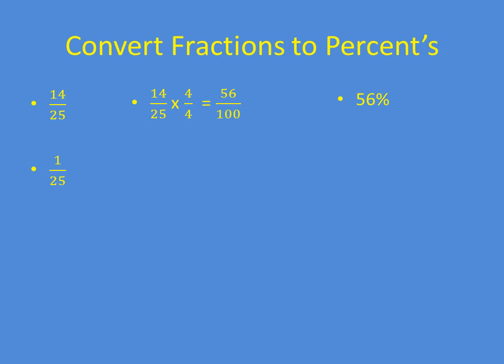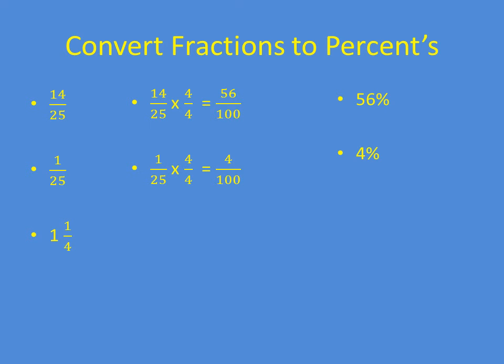So here I have 1/25. Once again, 25 goes into 100. So my common factor is going to be 4, and I'm going to multiply both the numerator and denominator by 4. So I've got my 4 over 100, and since, once again, a percent is a number out of 100, I've got 4%.